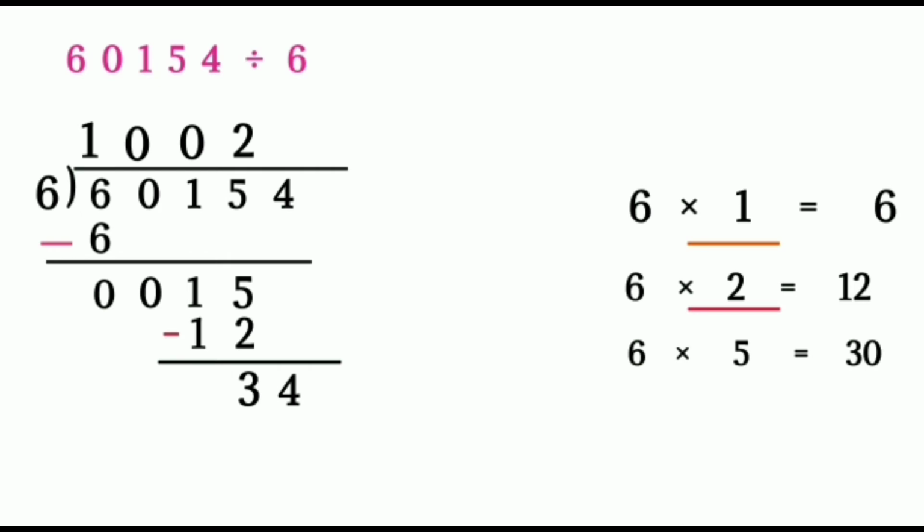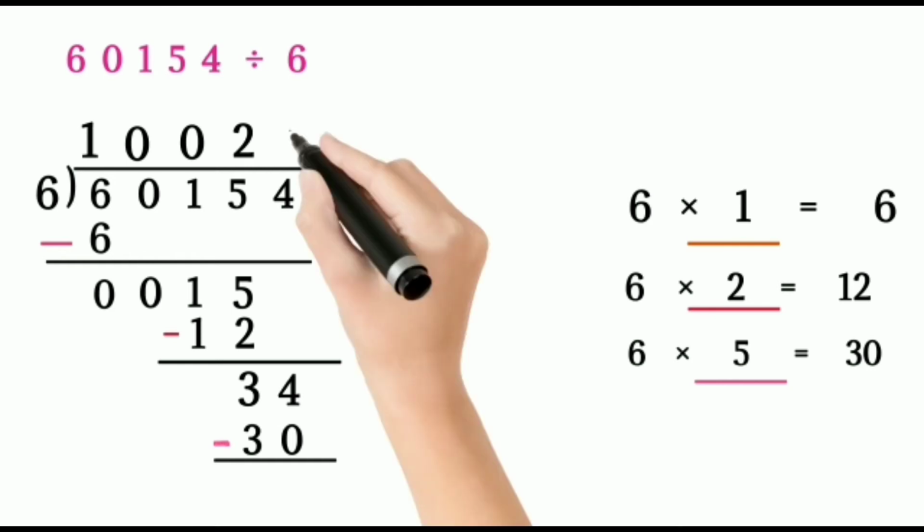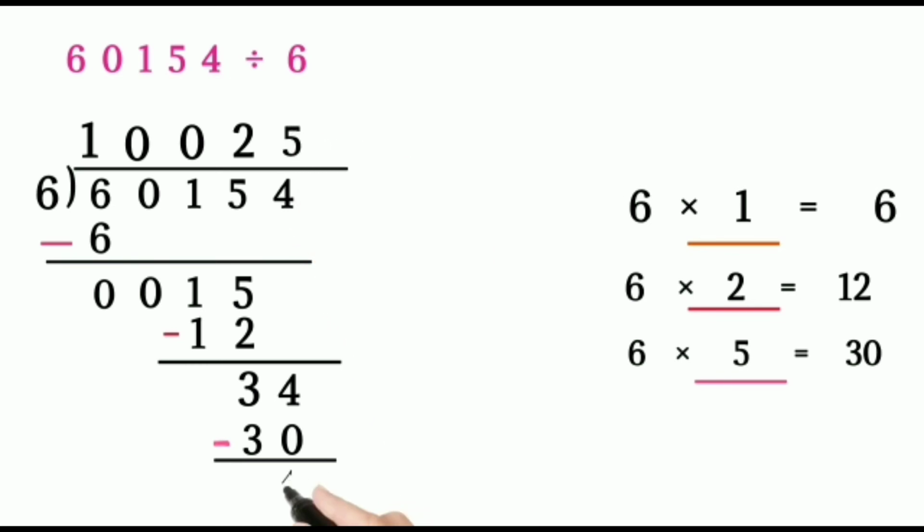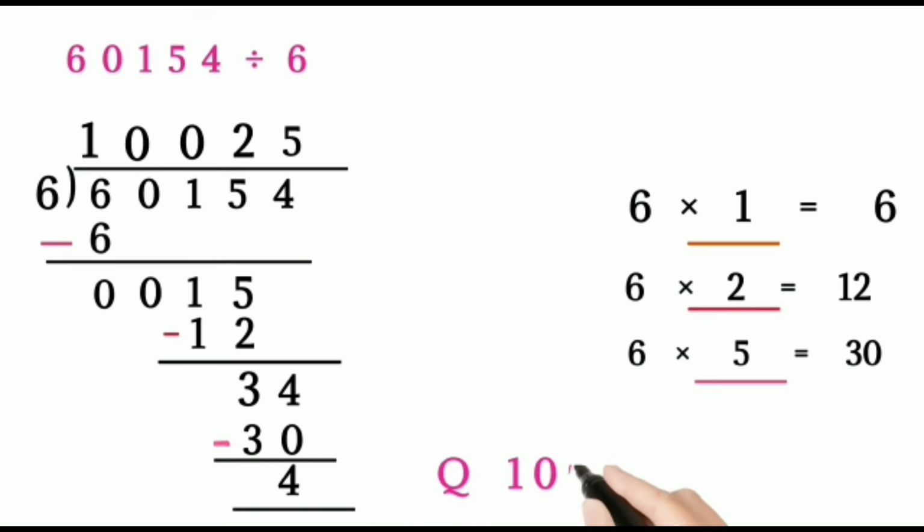Now our new dividend is 34. How many 6s do we get from 34? That is 6 5s are 30. Right? 5 in the quotient and 30 below the 34 and subtract. Then remainder is 4. Quotient is 10,025 and remainder is 4.